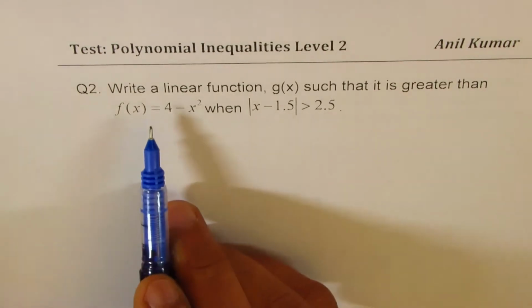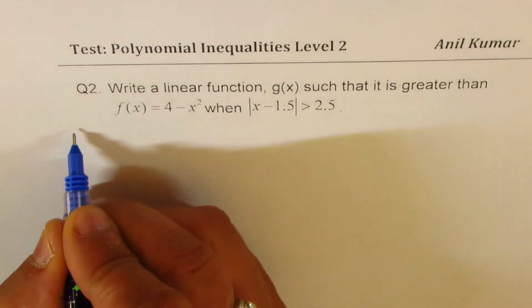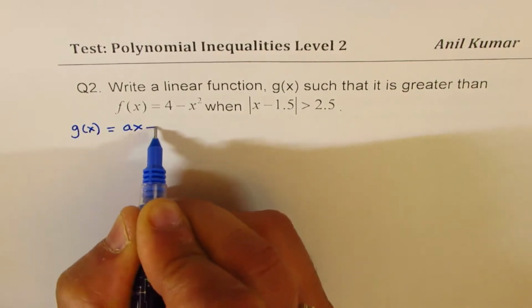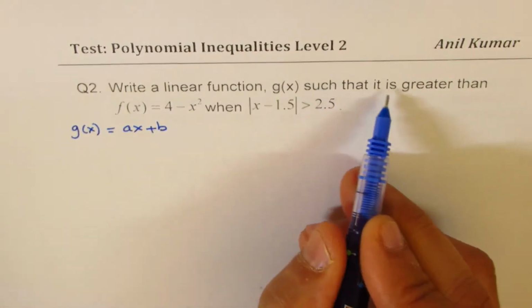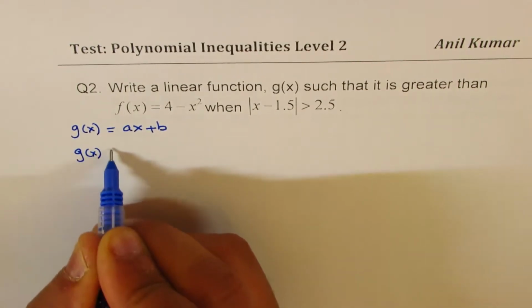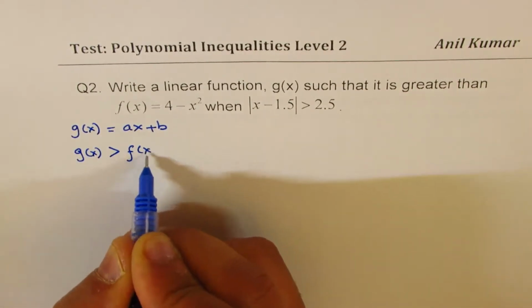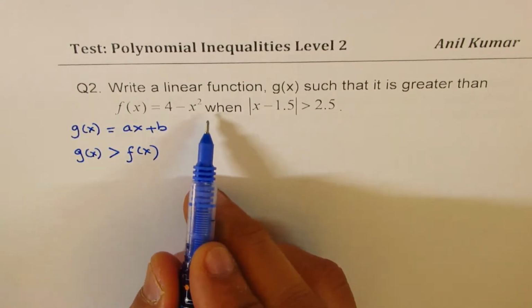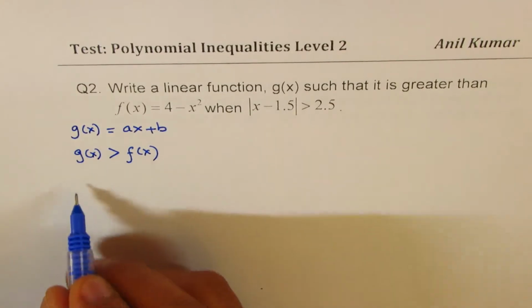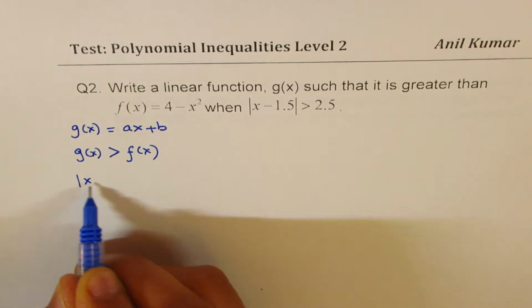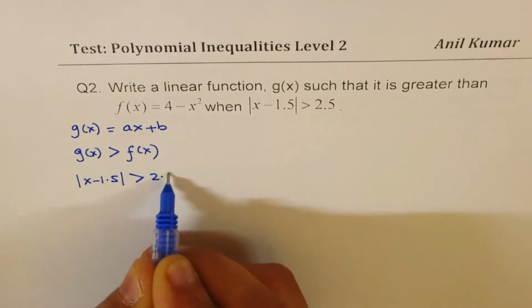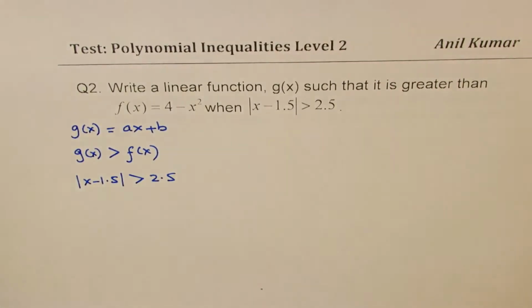Let's try to understand. Write a linear function g of x. So g of x is a linear function. Let's call this ax plus b, right? Such that it is greater than f of x. That means we want g of x to be greater than f of x. And when do we want it greater than f of x? We want it when the absolute value of x minus 1.5 is greater than 2.5, correct? So that is what it is.